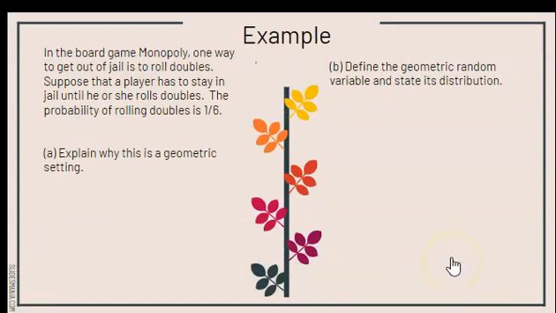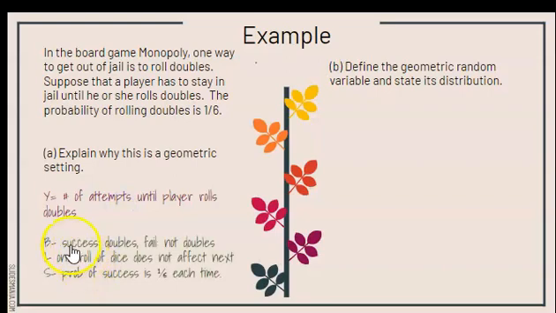All right, in the board game of Monopoly, one way to get out of jail is to roll doubles. So suppose that a player has to stay in jail until he or she rolls doubles. Probability of rolling doubles is 1 out of 6. So A says, explain why this is a geometric setting. Well, y is the number of attempts it takes for the player to roll doubles. Okay, we don't know how many times they're going to have to roll. That's the variable in this case. And then I check the other conditions of BINS, except for the N.